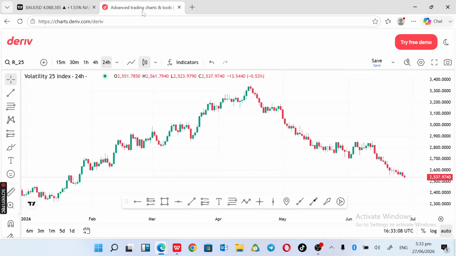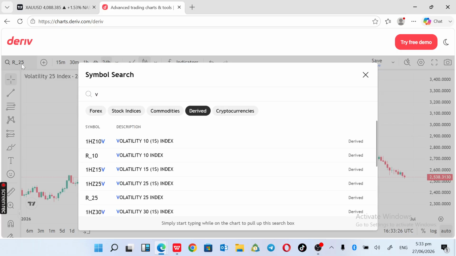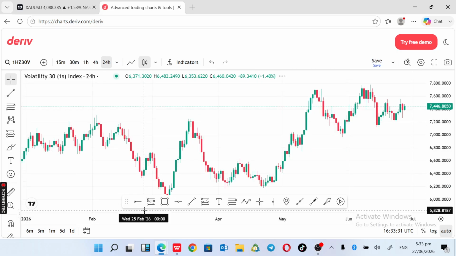We go to chart.deriv.com/deriv. Now, let's say for instance we want to trade volatility, let's just say Volatility 21s for instance. Because I'm using this as an example, it's not part of my chart. I'm not sure whether it's part of the chart I've saved, but it's not an issue.